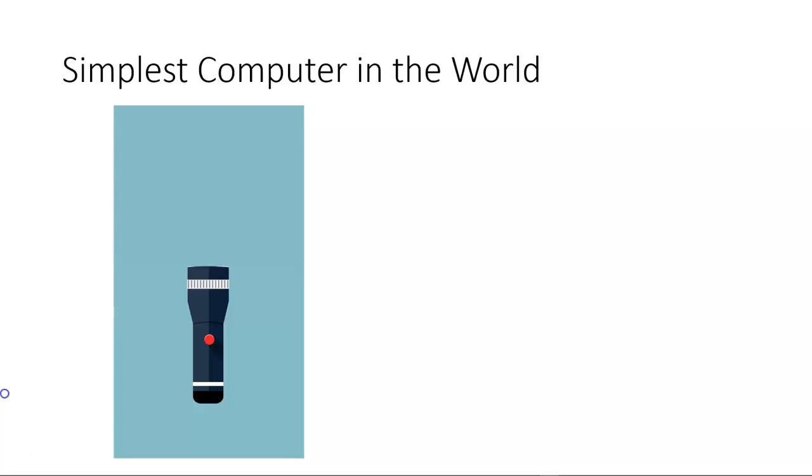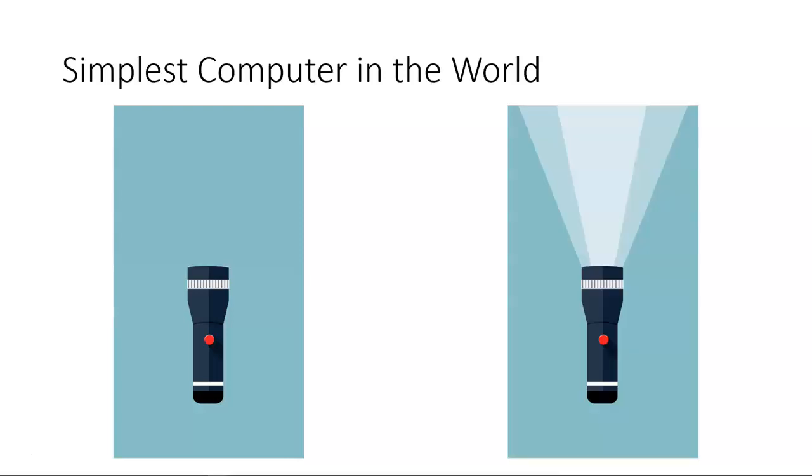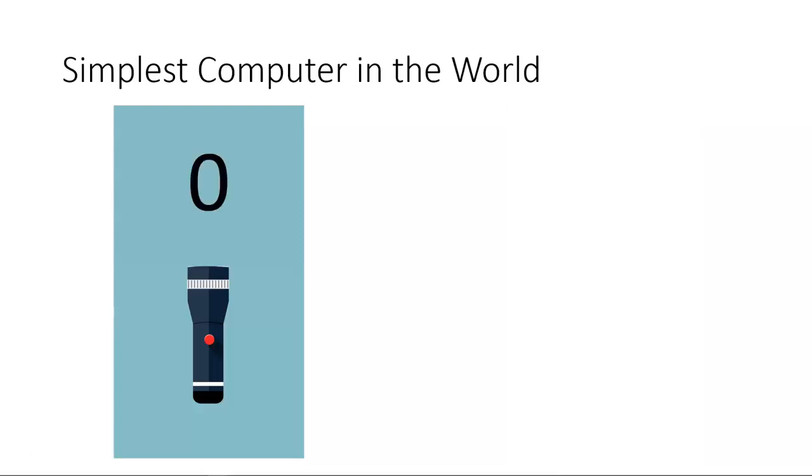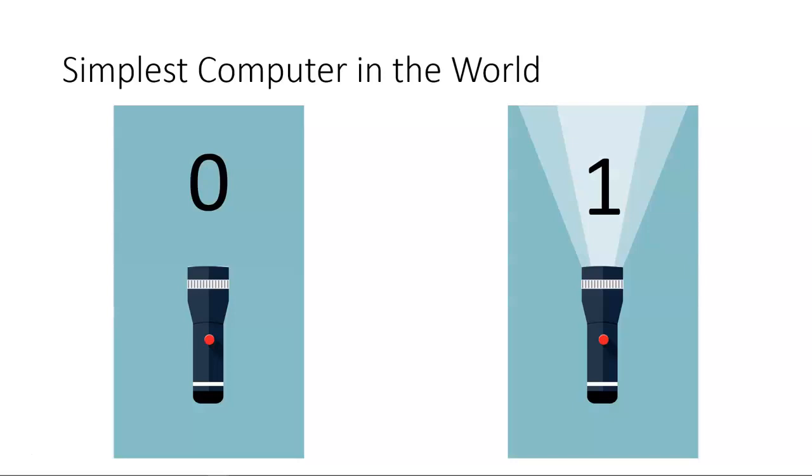Today we're talking about the simplest computer in the world. The simplest computer in the world? Yes, the simplest computer in the world. The simplest computer in the world is a flashlight. The flashlight is either on or it's off. It is either a 0 or it is a 1. This works great for a flashlight when you only need to control 2 states.